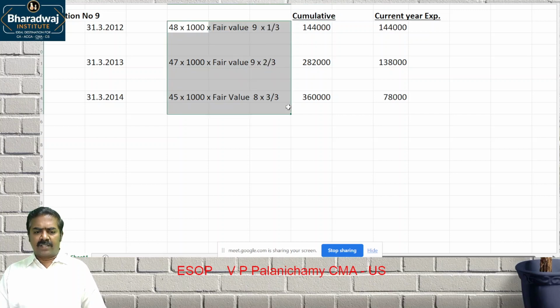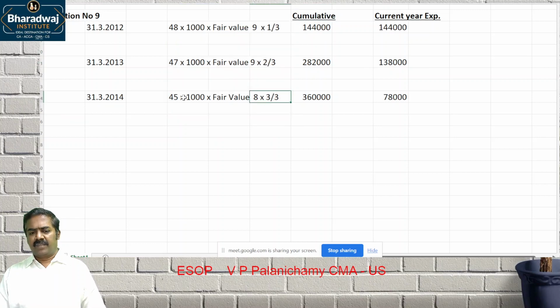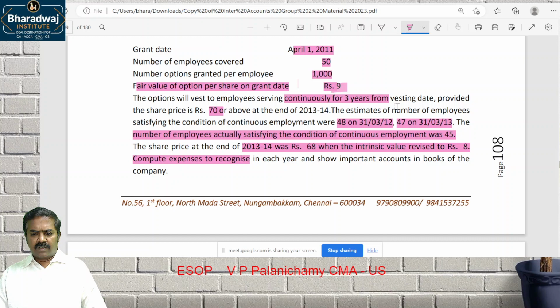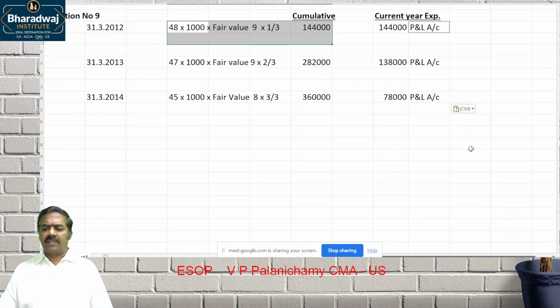We cannot decide because the number of employees changed. How much to write off, how much to reverse, it's difficult to work out. That's why the current year expense will be recognized in P&L. No, no, it's not given. Share price is 70 or above. Options vest for employees after 3 years on the vesting date, provided that the share price is 70 or above at the end of 2013-14. The share price at the end of 13-14 was 68 when the intrinsic value was revised at 8. Since the intrinsic value is given, we recognize it like that.